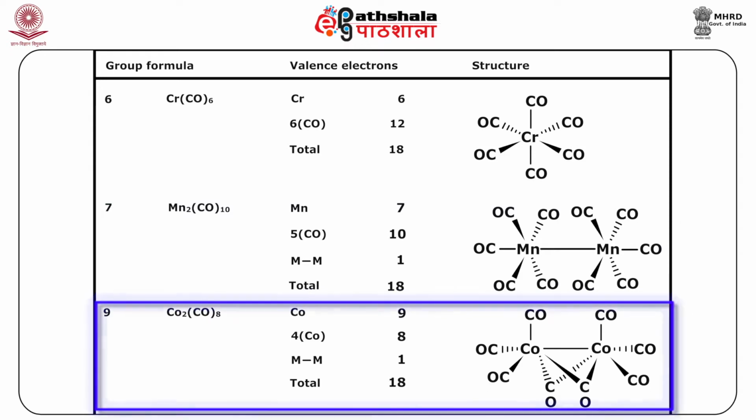Coming to Co2(CO)8, that is there are 8 carbonyl ligands and there are 2 cobalt metals. Then due to cobalt there will be 9, and 4 carbonyls there will be 8, and the metal-metal bond there will be 1. So, again there is contribution of the total 18 per metal, and the structure you can see as shown here.